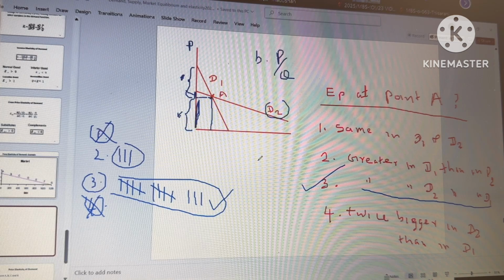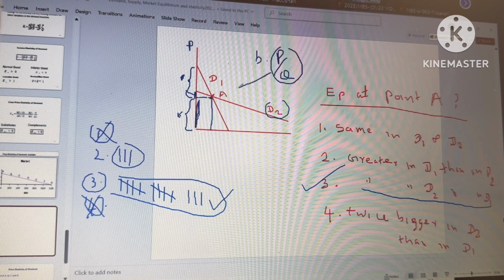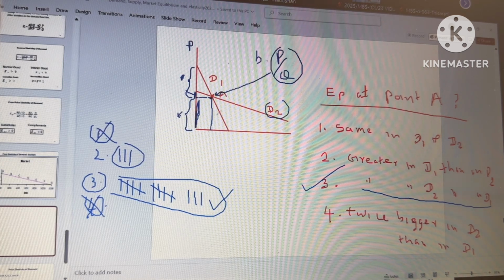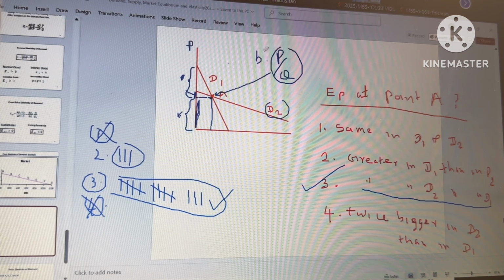No. This combination is the same for both, because it is the same point. Now this one is the slope. B is the slope at this particular point. This one is very much flat at that point. D2 is very much flatter, so you will get a big number for this one at D2.